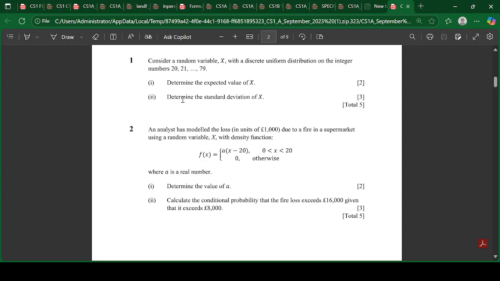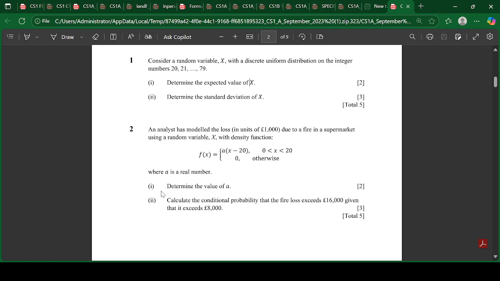Then part two says determine the standard deviation of x, which means we will have to get the variance of our discrete uniform distribution to be in a position to get the standard deviation. Then question 2 says that an analyst has modeled the loss in units of 1000 due to a fire in a supermarket using a random variable x, with a density function of the form a times (x minus 20), for x lying between 0 and 20, where a is a real number.